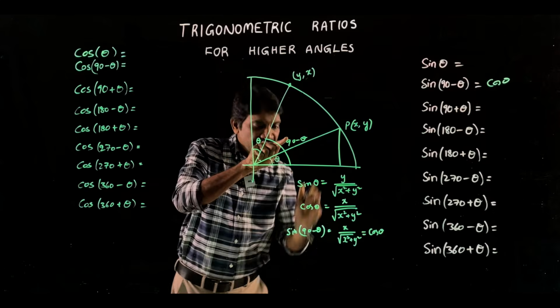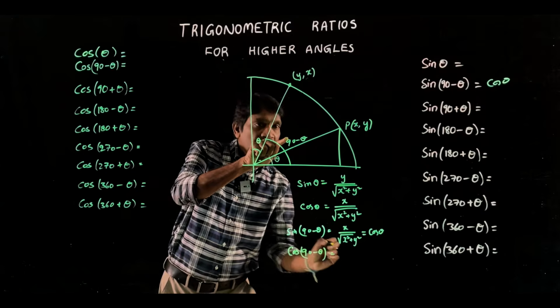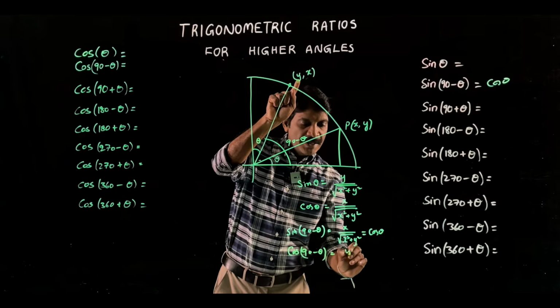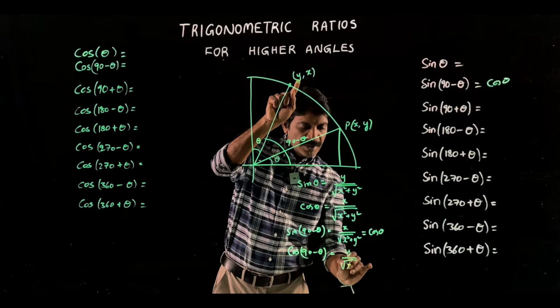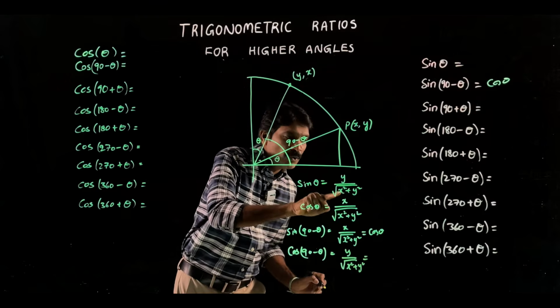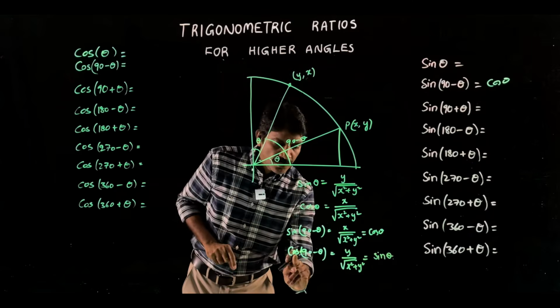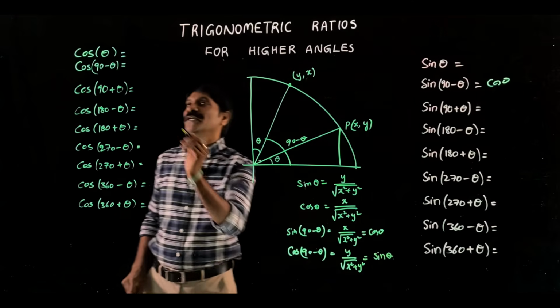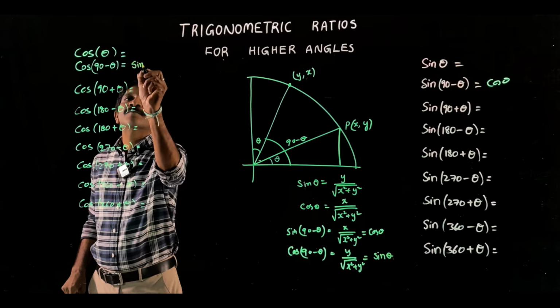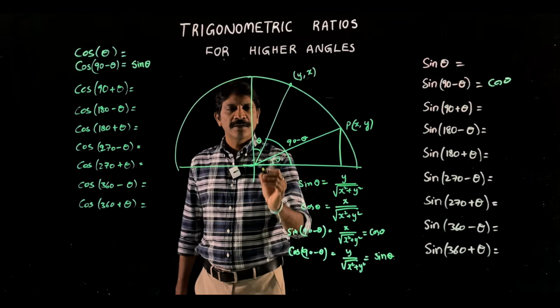For cos of 90 minus theta, the value will be y by under root x square plus y square. But y by under root x square plus y square is sin theta. Therefore, cos 90 minus theta is sin theta. Now let us see this in the second quadrant.